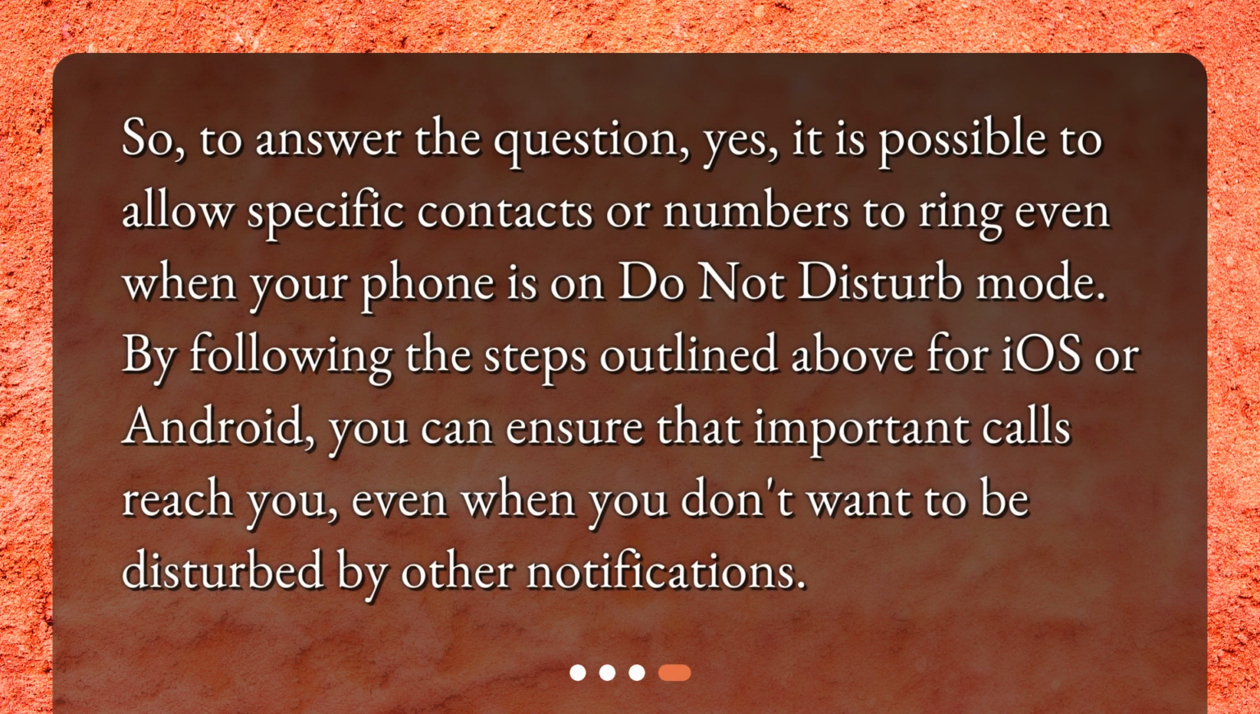So, to answer the question, yes, it is possible to allow specific contacts or numbers to ring even when your phone is on Do Not Disturb mode. By following the steps outlined above for iOS or Android, you can ensure that important calls reach you, even when you don't want to be disturbed by other notifications.